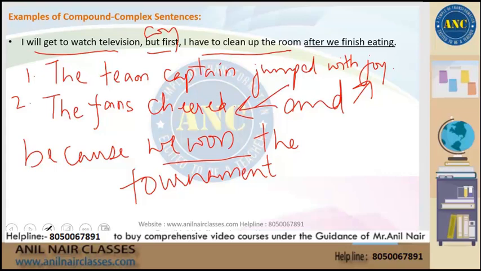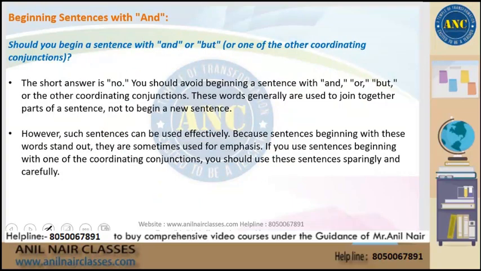The statement is: the team captain jumped with joy and the fans cheered because we won the tournament. Let's look at whether sentences can begin with the coordinating conjunction and or but. Simply no, you cannot begin sentences. You are not supposed to begin sentences with and or but.